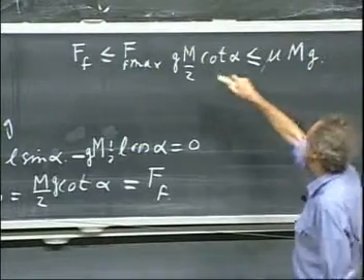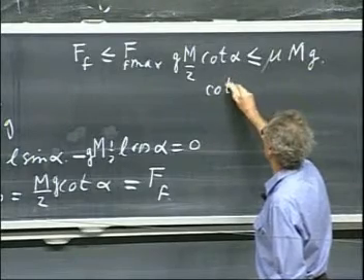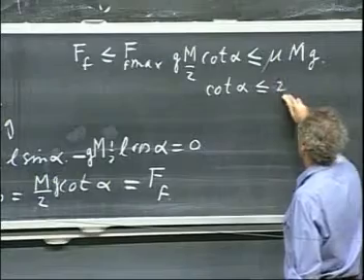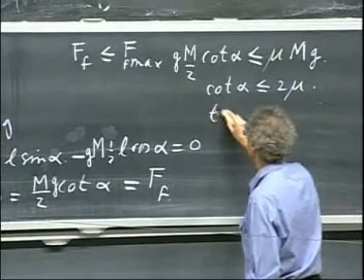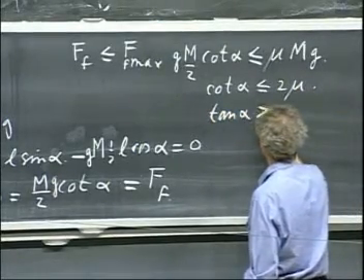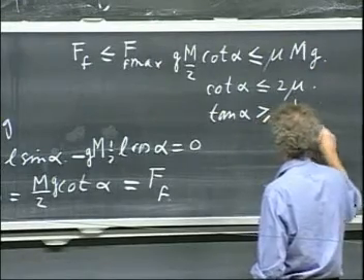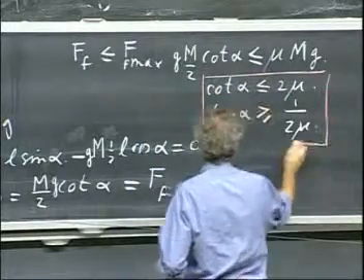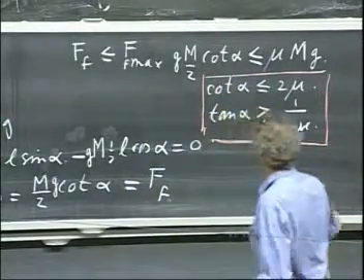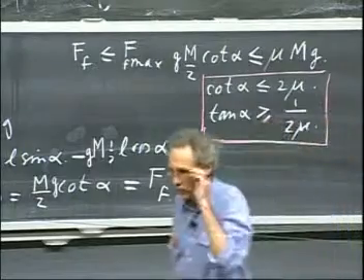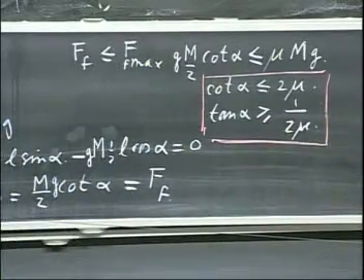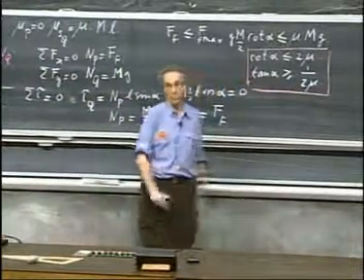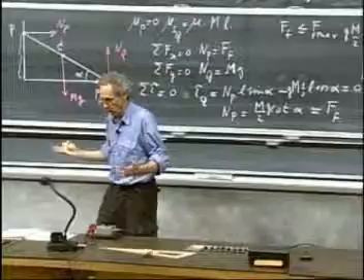And so I lose my mg, and so you find that the cotangent of alpha is smaller or equal than 2 mu, or the tangent of alpha is larger or equal than 1 over 2 mu. And so that is the condition for the ladder to be stable. And when you look at this result, it tells you that the larger mu is, the smaller that angle. And that's very pleasing. That's exactly what you expect.